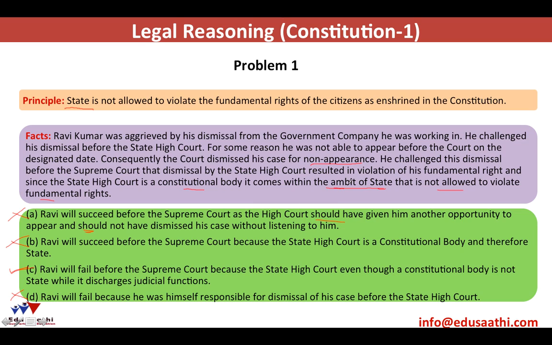Just to give you the idea, the only remedy Ravi has is that he can approach the higher authority, higher court, with an appeal, not against the dismissal or as a violation of his fundamental right, but he can actually go to Supreme Court with an appeal from High Court. So the better option available to him is appeal, not a case against the High Court only.